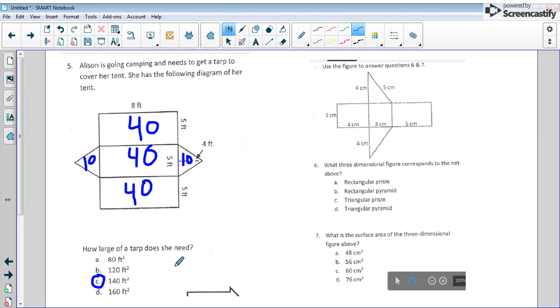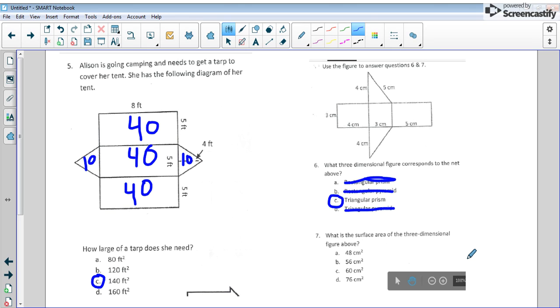Okay, now let's look at the next figure. So we're going to use this figure for question 6 and 7. So what 3-dimensional figure corresponds to the net? Well, if I fold it, I'm not going to get a pyramid because it's not going to be a point. I'm not going to get a prism that's rectangular because I have triangles included. So this is going to fold up to be a triangular prism.